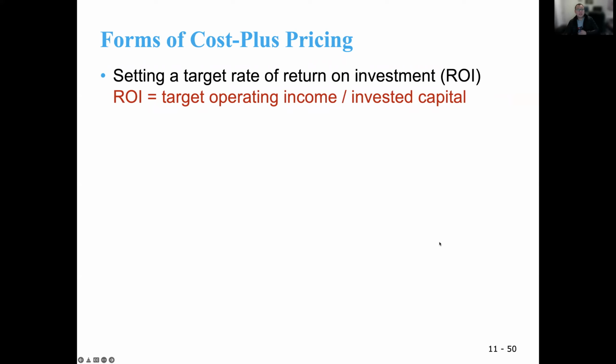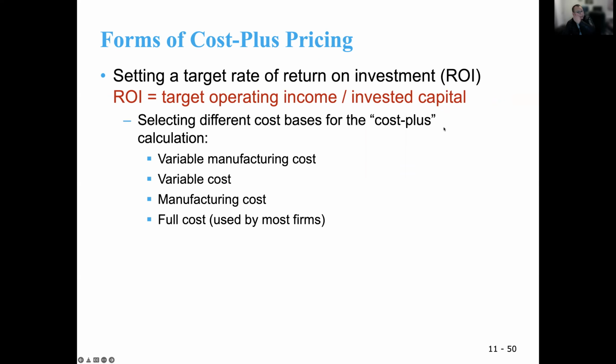Okay, so when you set the target rate of return on investment, ROI, return on investment, that's defined by the target operating income divided by invested capital. This is your target return on investment. What would be the cost base? This would be a reference point for that markup. So what about the cost base reference?